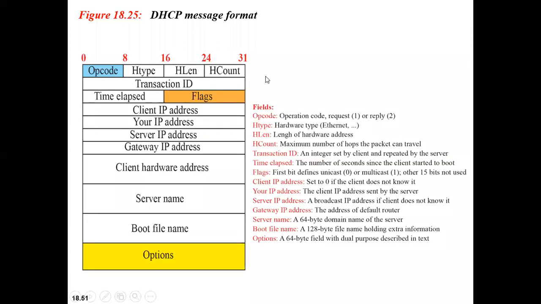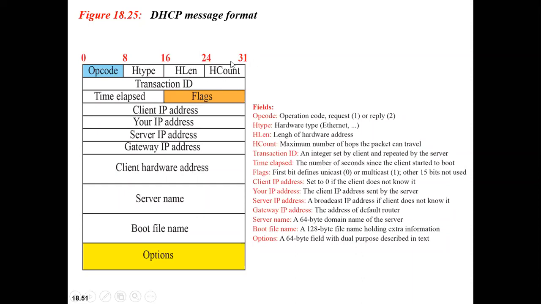Okay. Next is H type. So what is this H type? H type indicates hardware type. It will tell you what type of hardware we are using. One example, it can be Ethernet or something like that. Next is H length. H length is nothing but the length of the hardware address, the address of Ethernet or something like this. So, length of the hardware.